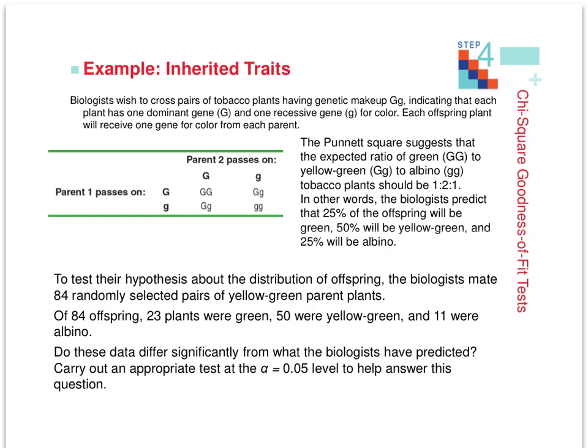Do these differ significantly from what the biologist had predicted? He predicted a 1 to 2 to 1 ratio. Okay? So if there's 84, we've got to figure out what a 1 to 2 to 1 ratio is. So that's 1 plus 2 plus 1, which is 4. If we divide 84 by 4, you're going to get 21. So we expected 21, 42, and 21. That would give us a 1 to 2 to 1 ratio.